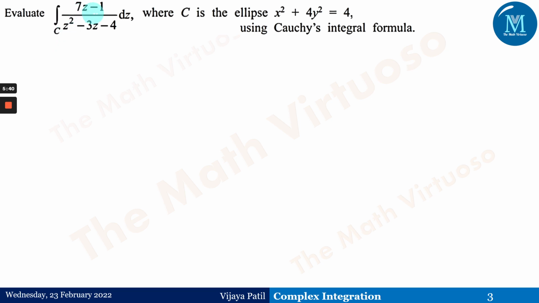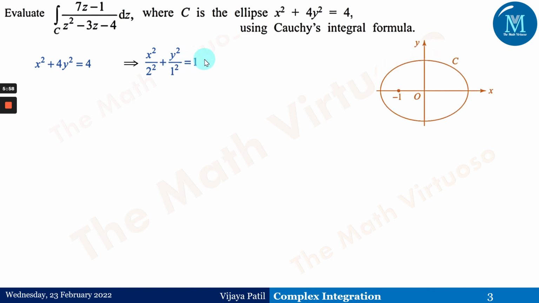Evaluate integration 7z minus 1 upon z square minus 3z minus 4, where C is the ellipse x square plus 4y square is equals to 4. If you'll observe this particular ellipse, we can adjust it and we can have it at the small a and the small b value, that is x square upon 2 square plus y square upon 1 square is equals to 1. If you'll observe this particular ellipse, it will be 2 at x axis and 1 as y axis, or you can say here minus 2 here and a minus 1 here. So this type of setting or this type of ellipse, we are going to get it from this particular equation.